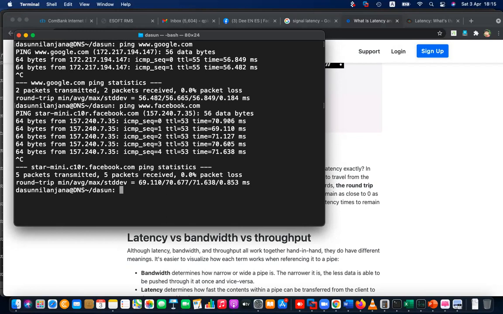ping space www.facebook.com. Then try the third one also. After trying the second one, try for the third one. ping space 172.217.194.147. So try this one too.